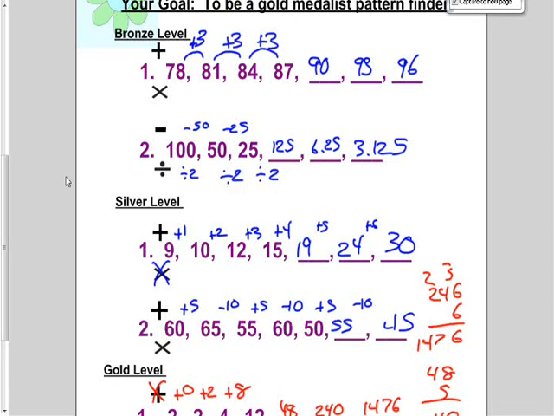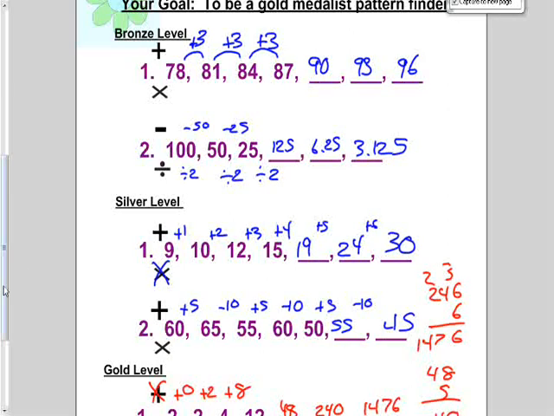All right, let's go ahead and take a look at the answers. This first sequence, our pattern is adding 3, so 90, 93, 96. Our second one, you can see that subtraction didn't work, so it's divided by 2. And you can use a calculator. You get 12.5, 6.25, and 3.125.